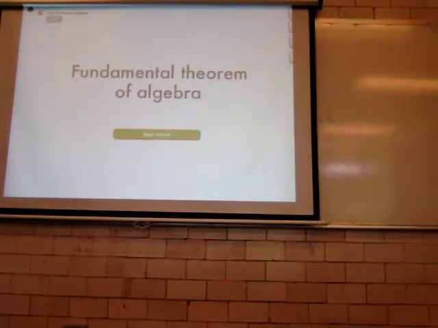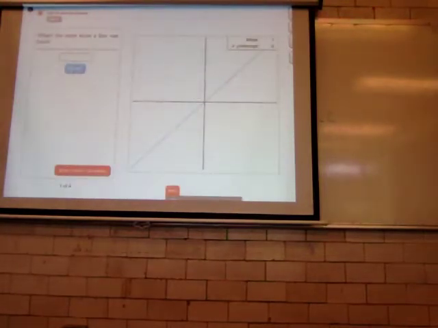Teorema fundamental del álgebra. For this tutorial, we'll start off with a few questions. The first question is, what's the most zeros a line can have? A zero for a function is where the output is zero. Or in other words, it's where the function crosses the x-axis. So what's the most zeros a line can have?